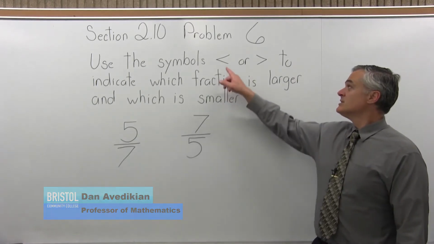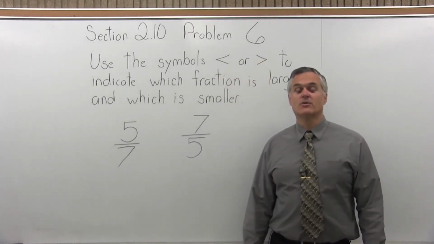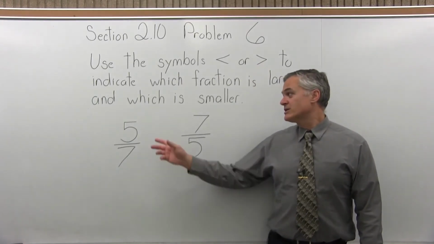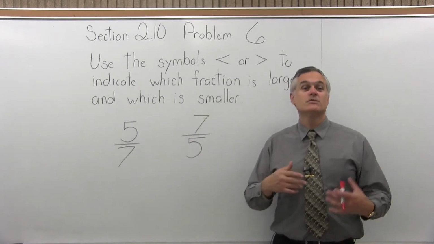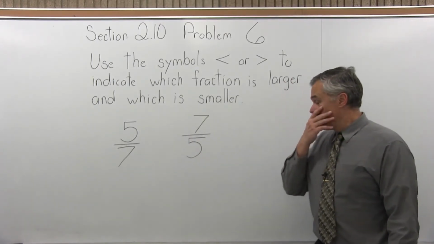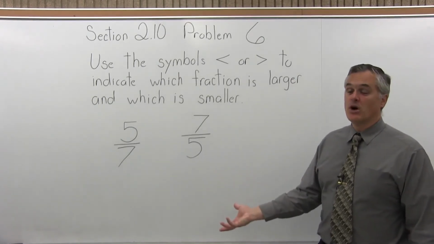It says use the symbols less than or greater than to indicate which fraction is larger and which fraction is smaller. And we have fractions of 5/7 and 7/5. So we have the same numbers, but the numerator and denominator have been swapped. So which one is bigger would be determined by finding common denominators.